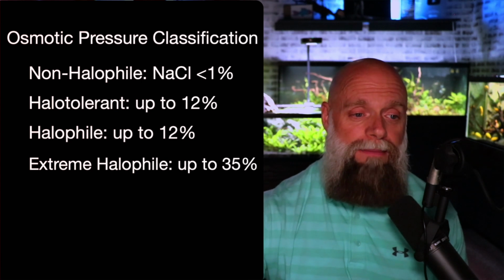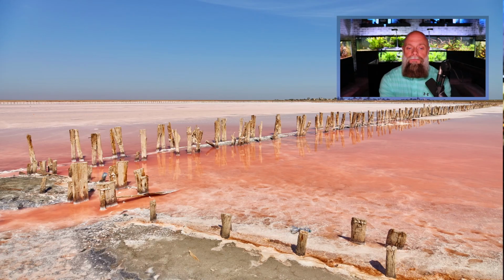A really good example of this, let me show you, is this. This is a salt lake, and there's not a whole lot growing here. For a long time, scientists thought that these were sterile environments. They're not. There are halophiles here, extreme halophiles that can grow in these very, very high salt concentrations. And if you actually lower the salt concentration, they die. The solution becomes too hypotonic for them.